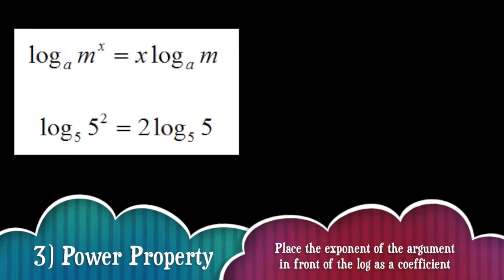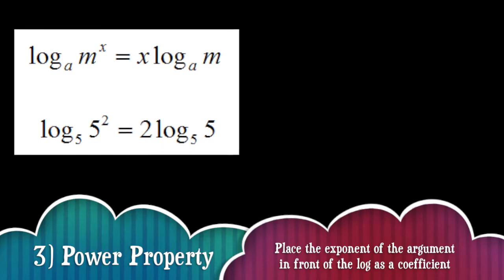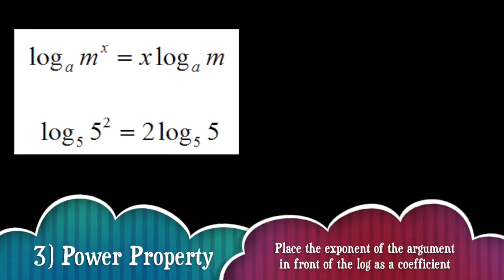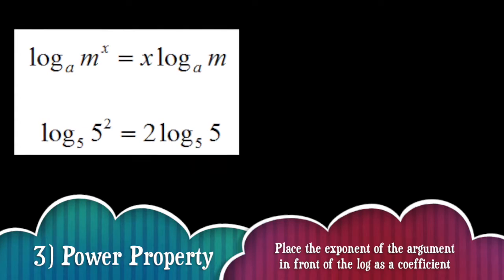When the argument of the log has an exponent, that exponent can be moved in front of the log as a coefficient. For example, when you have log base 5 of 5 squared, it is the same thing as writing 2 log base 5 of 5.